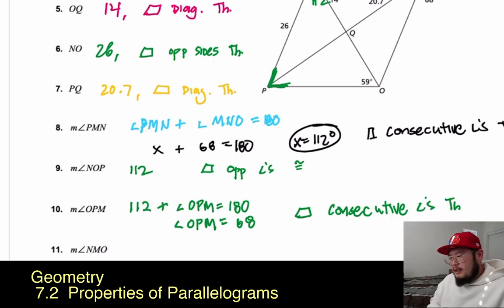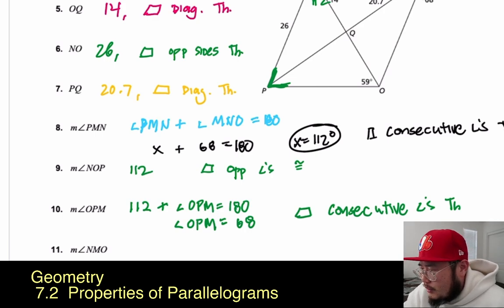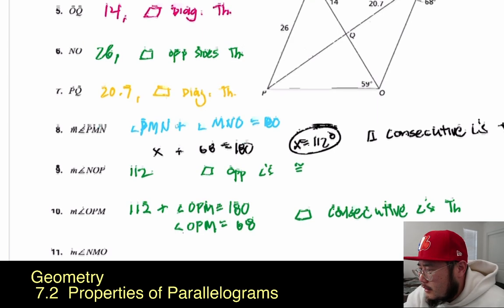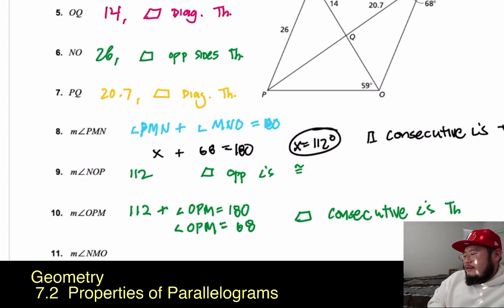Last up, let's take a look at number 11. They're looking at angle NMO. Okay, so we're looking at this angle right here up at the top. And it's only part of the angle, right? So how am I going to figure that part out?